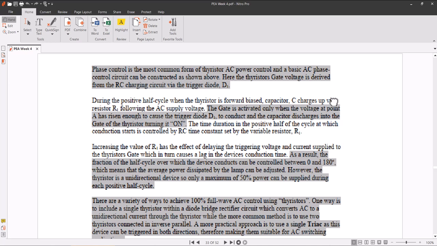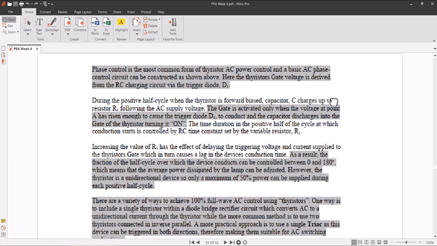And a basic AC phase control circuit can be constructed as shown above. Here the thyristor gate voltage is derived from the RC charging circuit via the trigger diode D1. During the positive half cycle, when the thyristor is forward biased, capacitor C charges up by the resistance R1 following the AC supply. The gate is activated only when the voltage at point A has risen enough to cause the trigger diode D1 to conduct and the capacitor discharges into the gate of the thyristor to turn it on. The time duration for the positive half cycle at which the conduction starts is controlled by RC time constant.